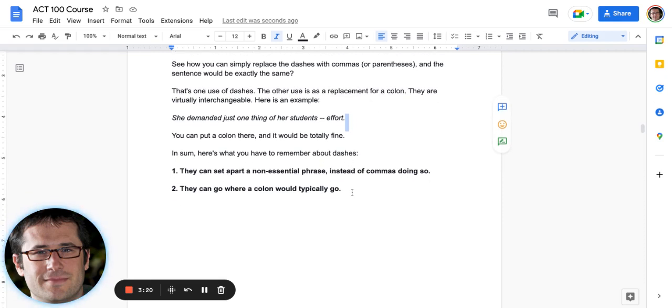So that's it. These are the two things that dashes do. They can set apart a non-essential phrase instead of commas or parentheses, or they can go where a colon would typically go. That's pretty much the deal with dashes. And now we have a worksheet in the next lesson that is both dashes and colons because they are interchangeable a lot.